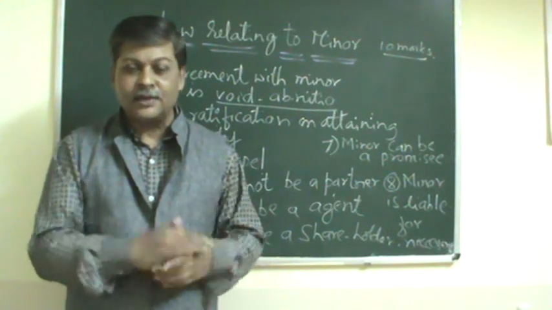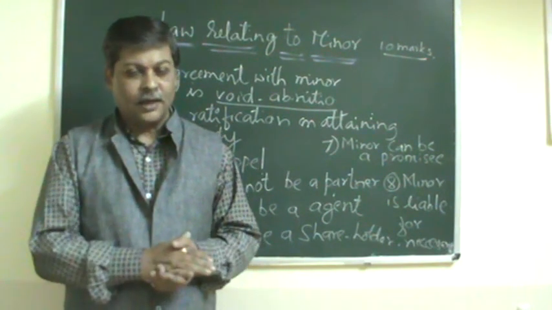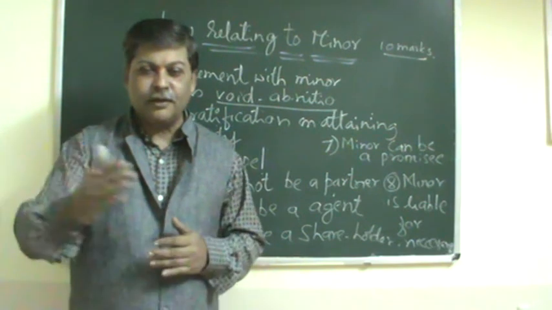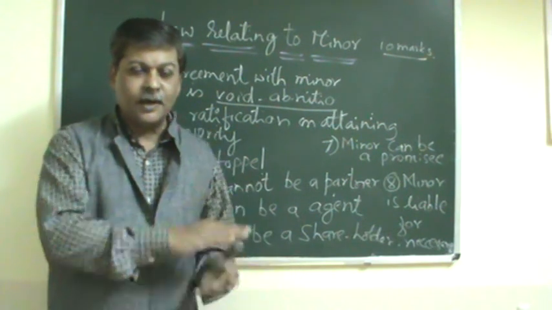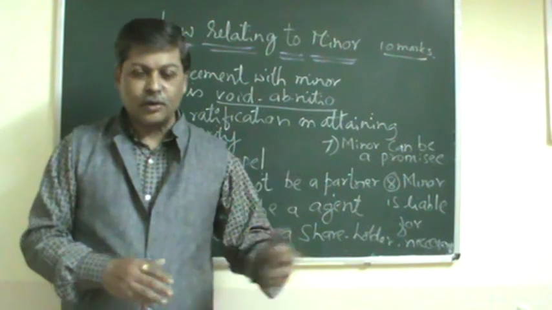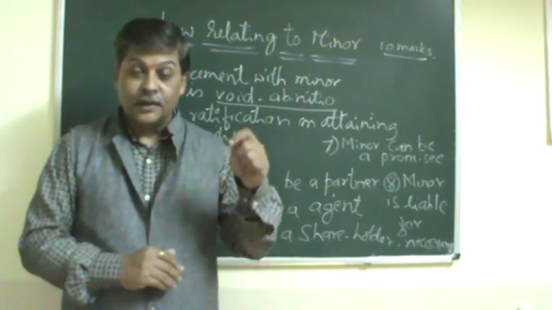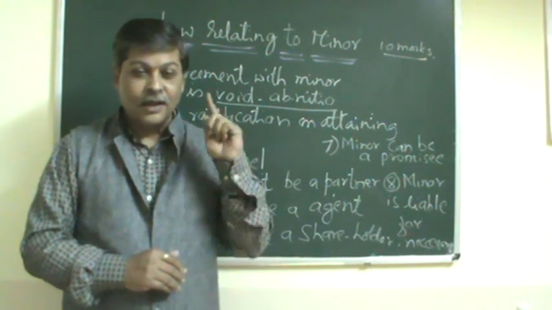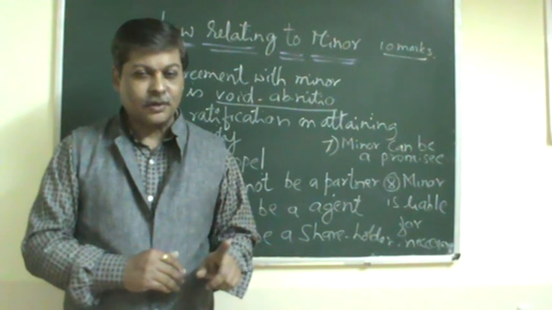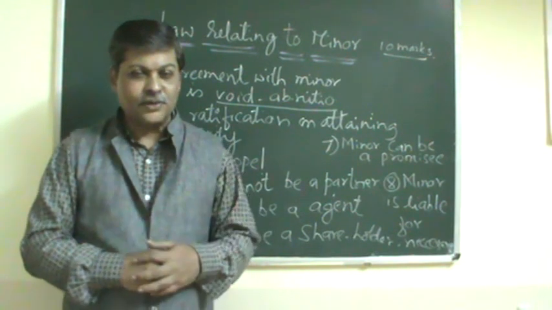Later, A says that as the agreement was during the minority of B, it is not enforceable in the court of law, and it was brought to the court. The court held that a minor cannot be a promisor, but he can be a promisee.